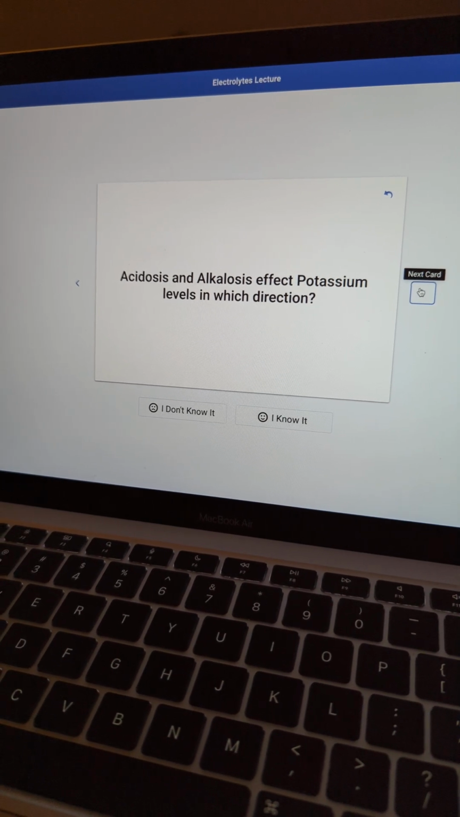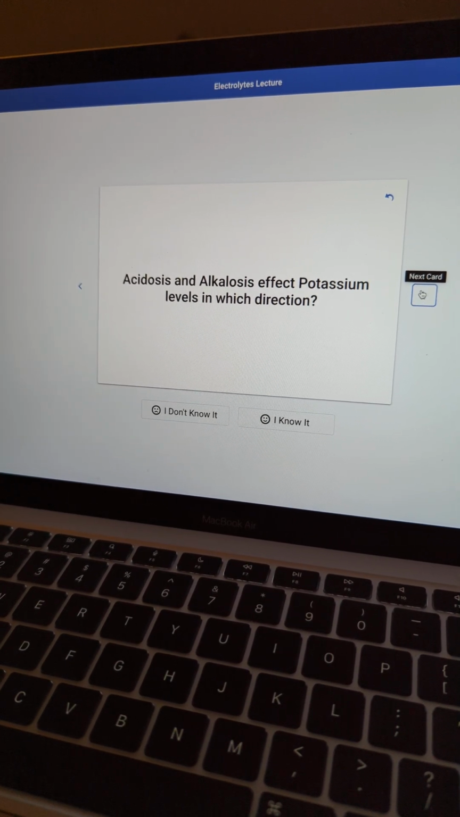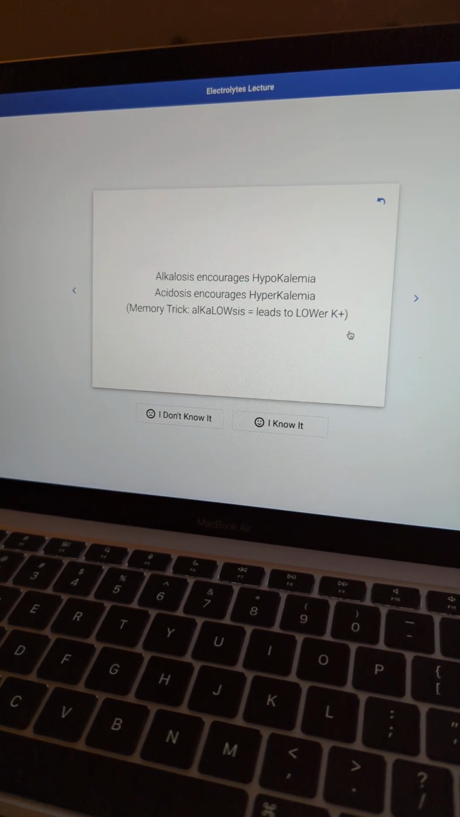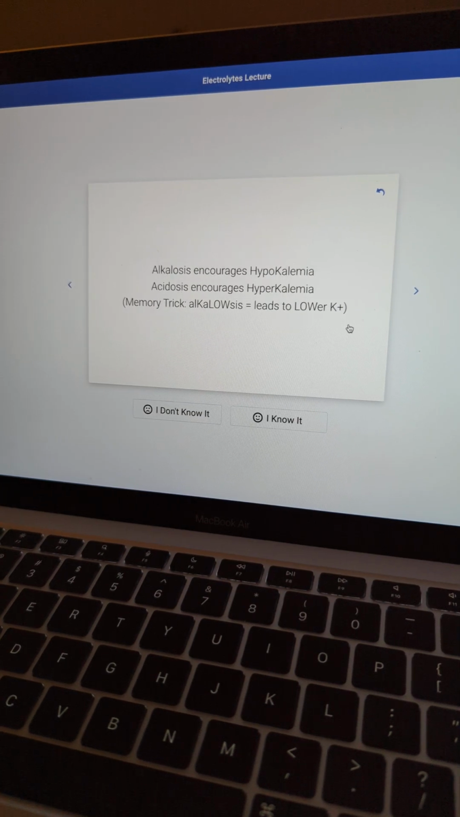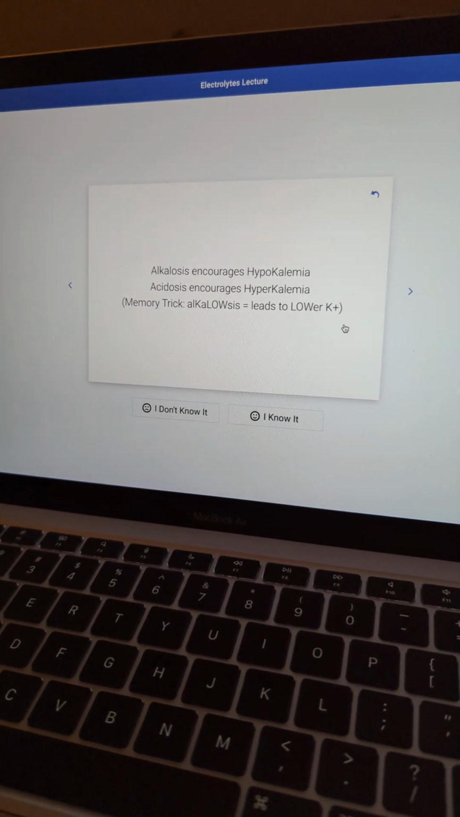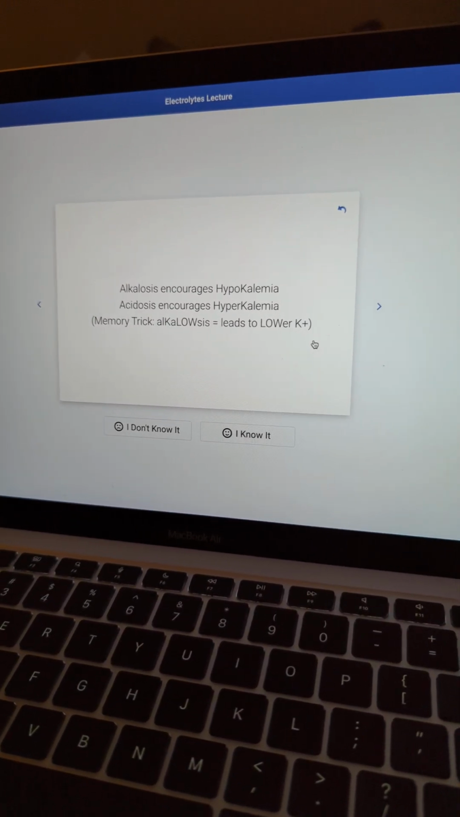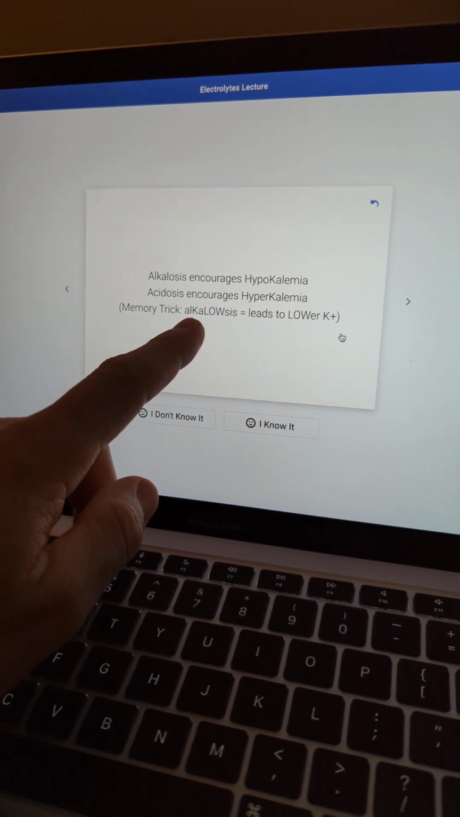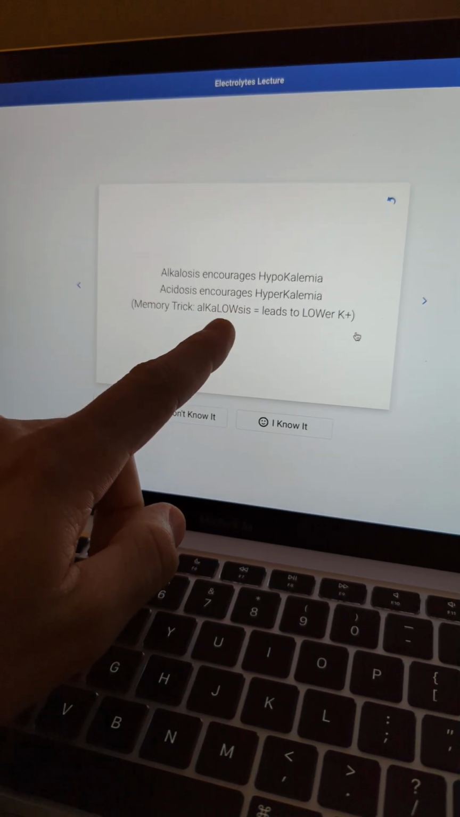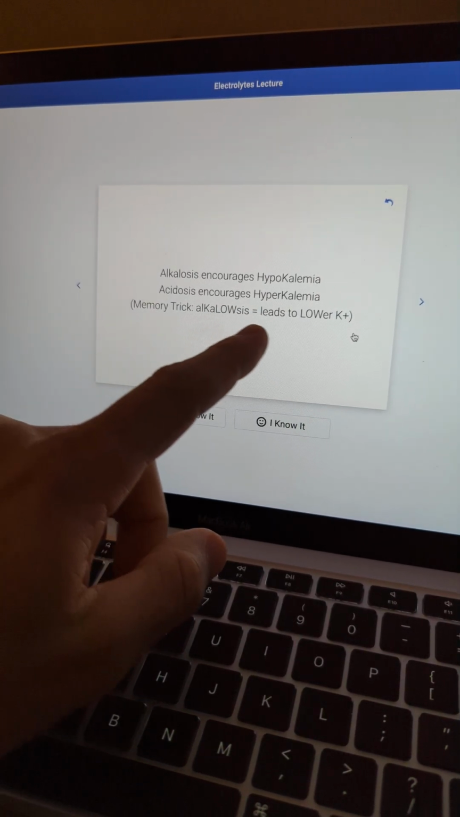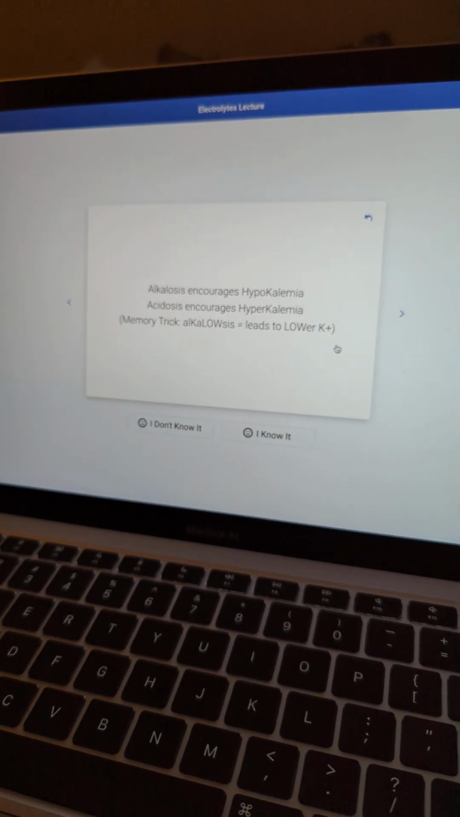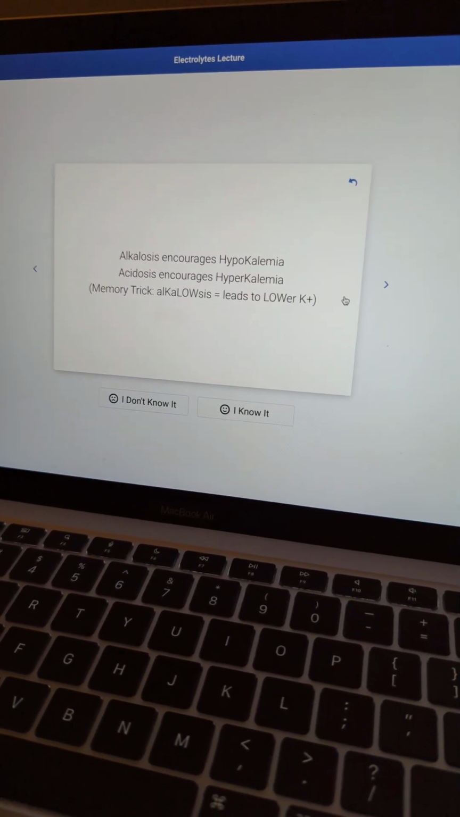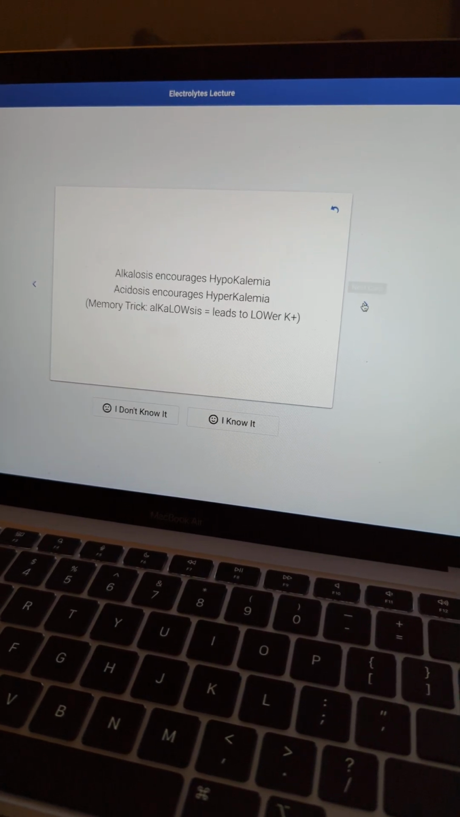Acidosis and alkalosis affect potassium levels in which direction? Alkalosis encourages low potassium. Acidosis encourages high potassium. And here is my memory trick. Alkalosis with a K, potassium, it has a low. So alkalosis lowers the potassium. You're never going to need to know that. But anyways.